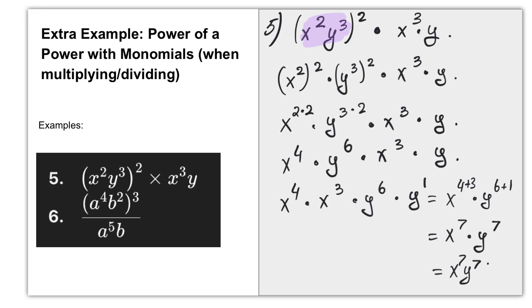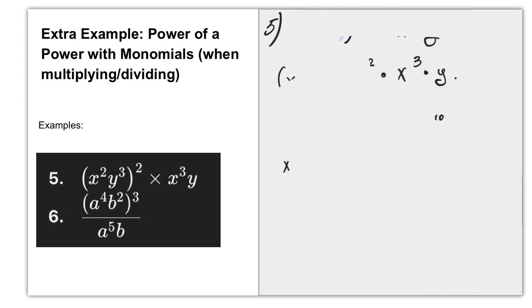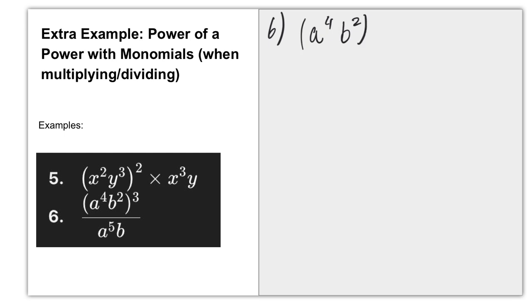Okay, I'm going to rewrite the last example. In fact, pause the video and try it on your own. See if you can apply the same rules. Again, organize the information and apply the power rules. Okay, example 6. A raised to the fourth power. Okay, pause the video here and try on your own.